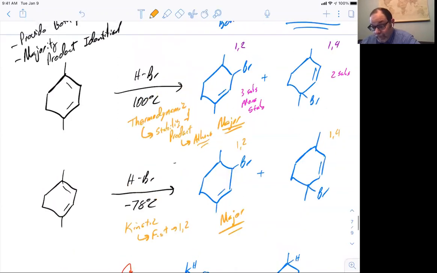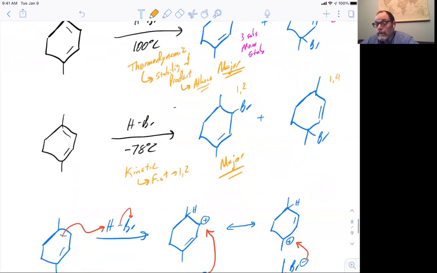So with this substrate, both my thermodynamic and my kinetic give me the same major product. That's because of the stability of the 1,2 over the 1,4 based on the substitution of my diene. All right, so kinetic is pretty straightforward, 1,2. You're adding that bromine without allowing it to do any resonance first. For thermodynamics, you've got to check your alkene to see which product is the most stable.